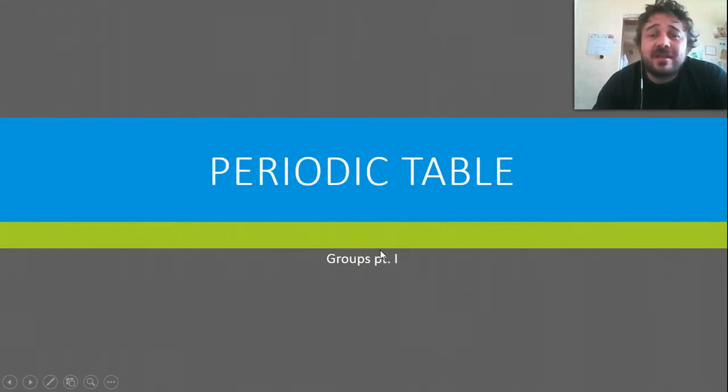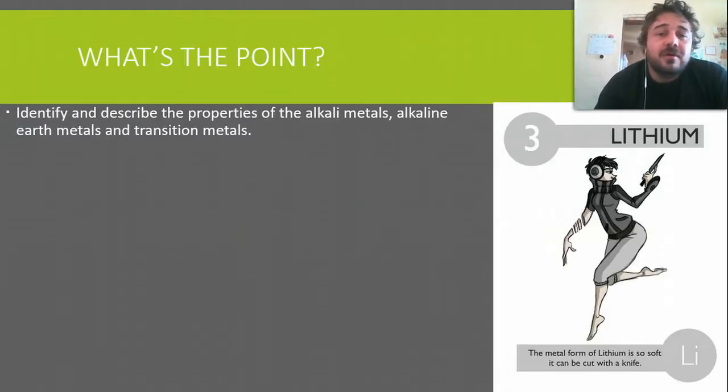Alright nerds, so now we're going to talk about specific families or groups, chemical families or groups within the periodic table. So by the end of this you should be able to describe in a fairly simple form the properties of the alkali metals, the alkaline earth metals and the transition metals. So let's get into it.